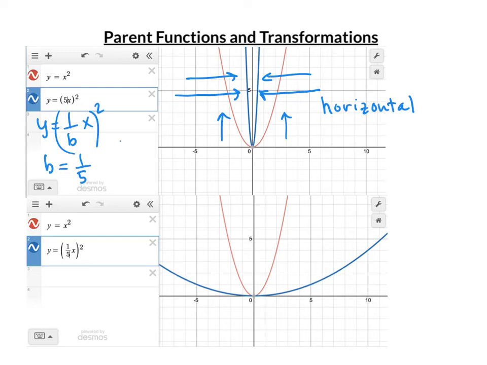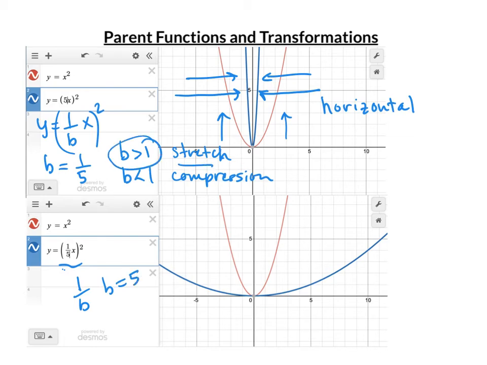And again, remember that if you're 1 over b, if your b is greater than 1, then we call that a stretch. If your b is less than 1, like 1/5, it's a compression. All right, take a look below here. y equals x squared, y equals 1/5 x squared. Again, this is 1 over b, and my b is equal to 5. Since my b is greater than 1, this is actually going to be a stretch.